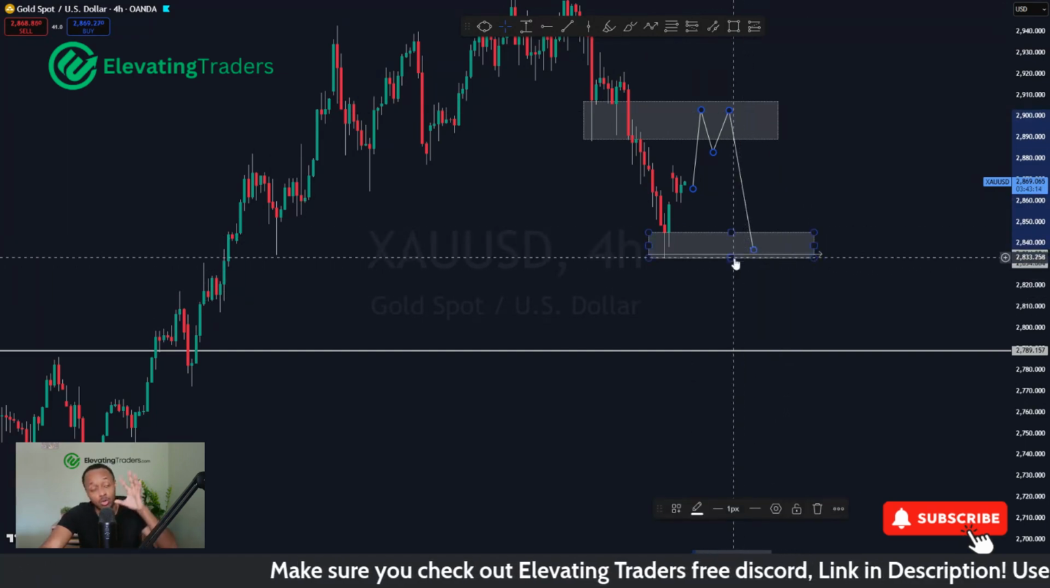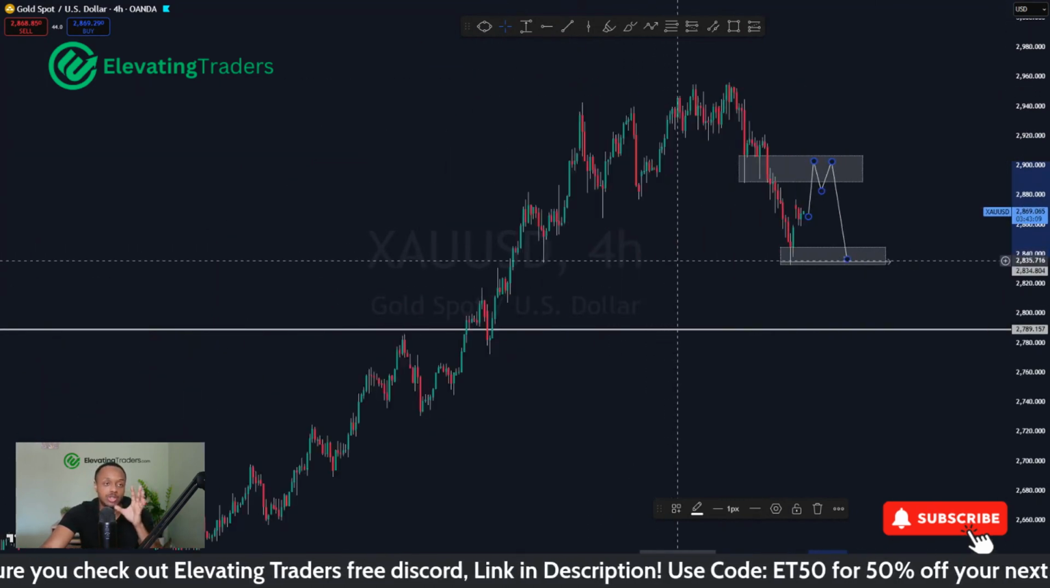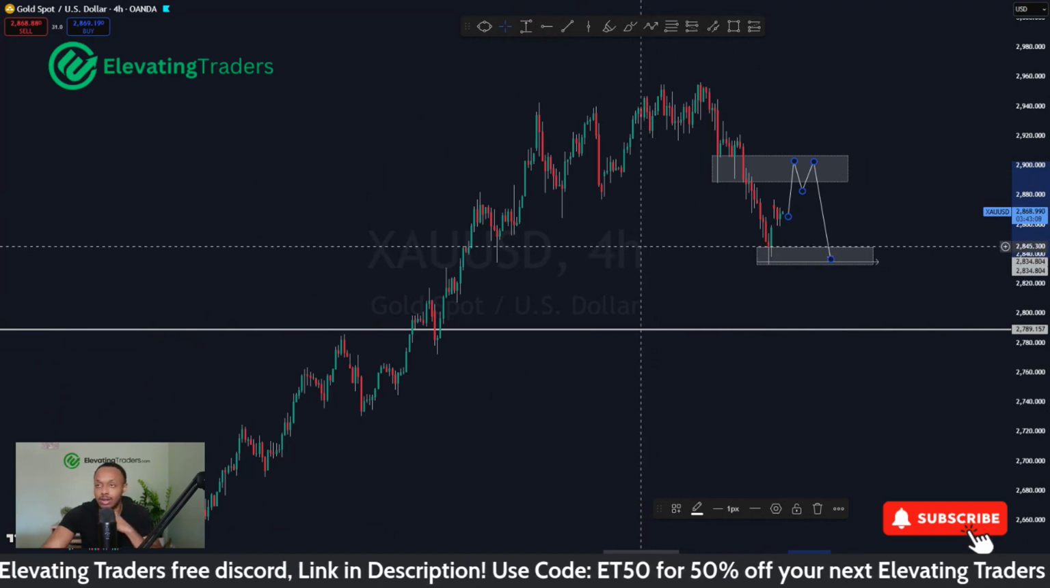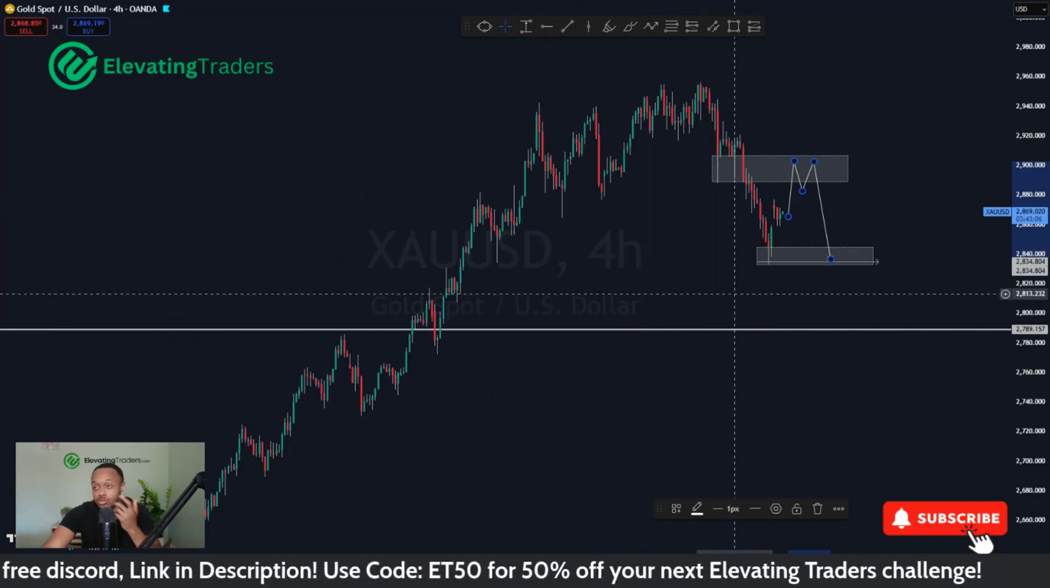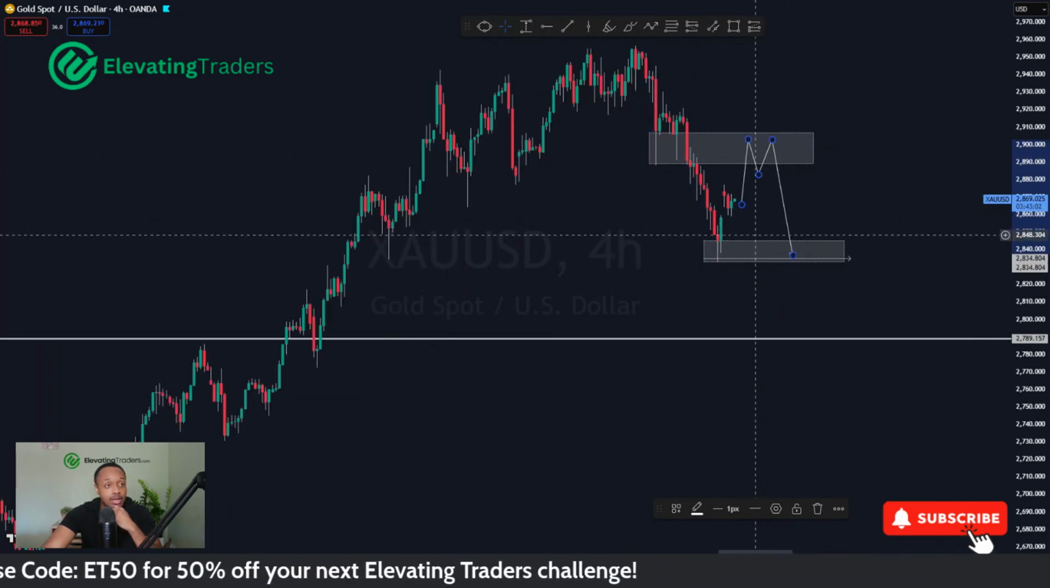Let's not forget, gold is still a very, very bullish market despite this bearish move. It's just it might be in a slight counter trend now, a bit of a bearish retracement before we do push back to the upside. But for now, that's still an opportunity I like.